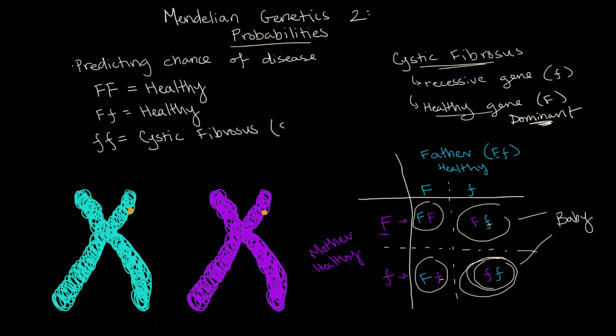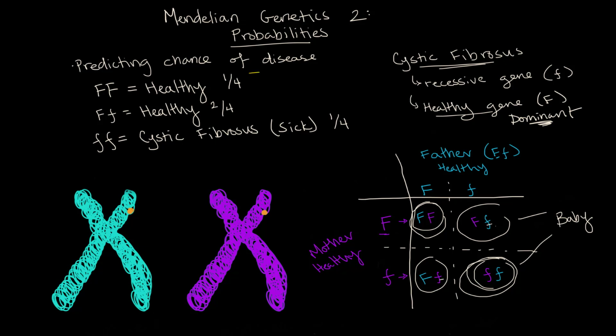So this will be a sick baby. Okay? And so we can write out the probability of these happening by taking the number of times it happens divided by the total number of possible babies. So this big F, this is a 1 chance out of 4 possible babies. This little f is also 1 out of 4. And this big F, little f is 2 out of 4. And then we can convert this to a percentage.